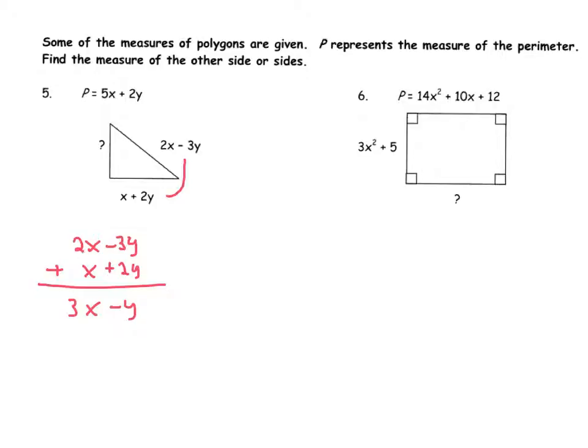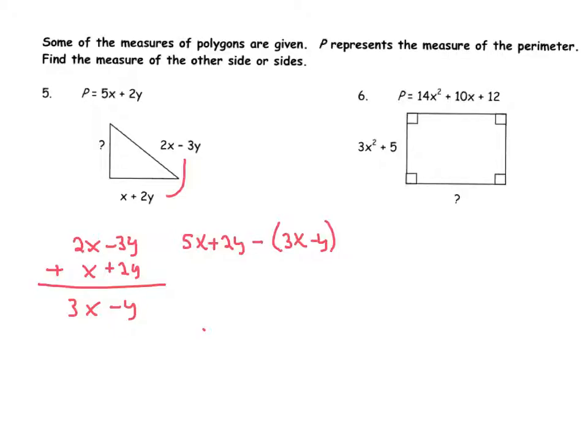Then I need to subtract. So now I'm going to subtract 5x plus 2y, and I'm going to subtract 3x minus y. Now it's very important that you use parentheses for this because you will have to distribute that negative. And that's one of the reasons I didn't stack it. You could stack it like this to subtract if you would like.